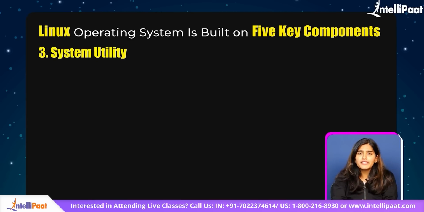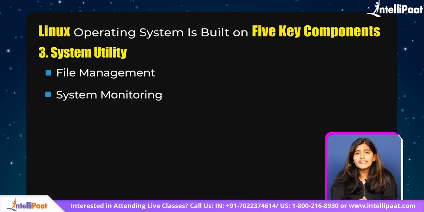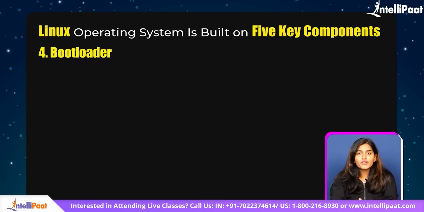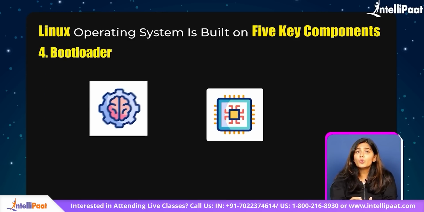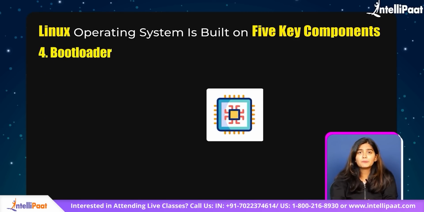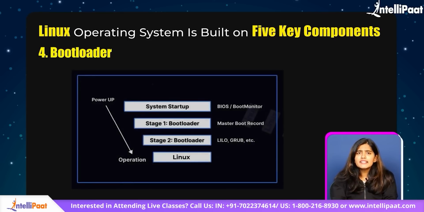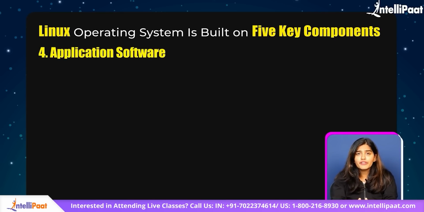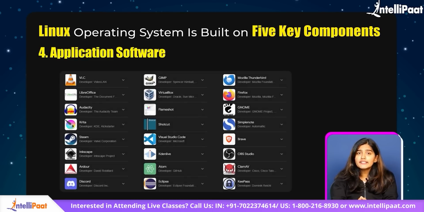Third is the system utility. Specialized programs handle tasks like file management, system monitoring, and configuration, supporting daily operations. The fourth is the bootloader. It initializes the system by loading the kernel into memory at startup, meaning it's essential for enabling the system to boot up. Finally, application software. Programs like browsers or editors installed by users, often via app stores in Linux distributions like Ubuntu. So together, these components ensure Linux's flexibility and efficiency.